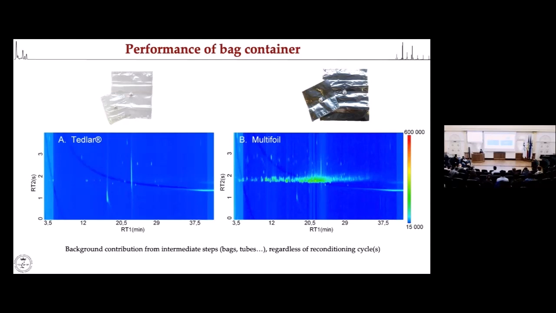and then to remove from the further step of the workflow. Instead, the multifoil on the other side is giving a strong contribution, especially a hydrocarbon contribution. It may affect the further processing negatively, because first we have naturally present hydrocarbon metabolites, and second, some of these hydrocarbons are already labeled as potential biomarkers, so it would be complicated to deal with that if we have an additional contamination. And no matter how many times you condition these bags, you flush this bag before the use, this background will always be there.